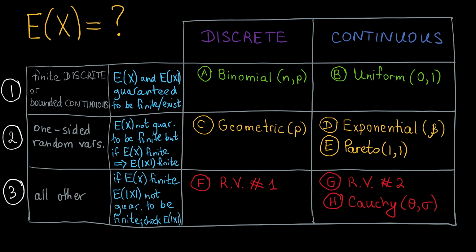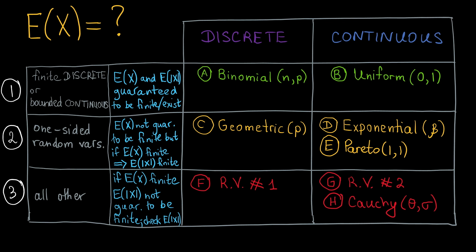In row 2, we will look at one-sided random variables, such as the geometric, exponential, and Pareto. And we will see that the expected value of x is not guaranteed to exist in this case. But if we do find that the expected value of x is finite or exists, then that automatically will imply that the expected value of the absolute value of x is also finite, so we don't need to do the additional check to verify that the expected value of the absolute value of x is finite.